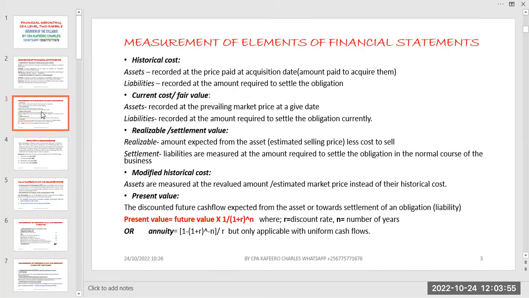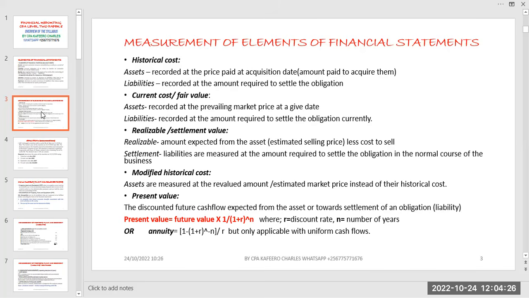The third one is realizable, or what you can realize from a certain transaction, or what you can get. It is realizable or settlement value. Realizable is for assets, while settlement is for liabilities. When you're talking about the realizable, it is the amount expected from the asset, less the cost to sell.